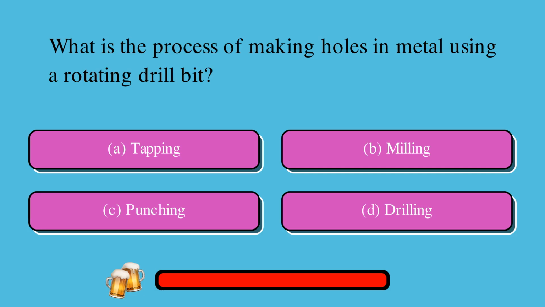What is the process of making holes in metal using a rotating drill bit? Is it A, tapping, or B, milling, or C, punching, or D, drilling? The correct answer is D, drilling.